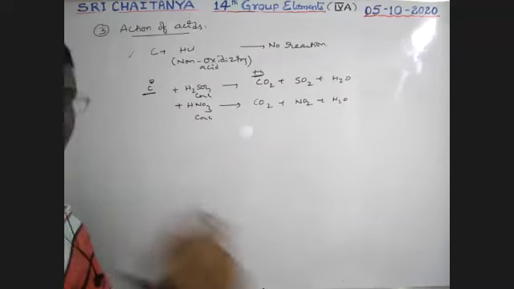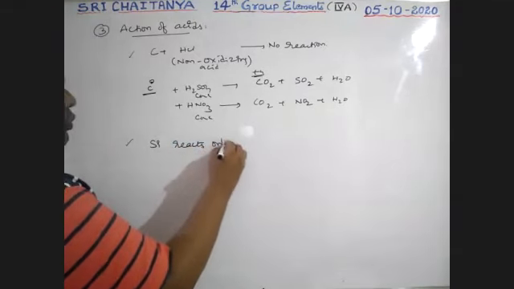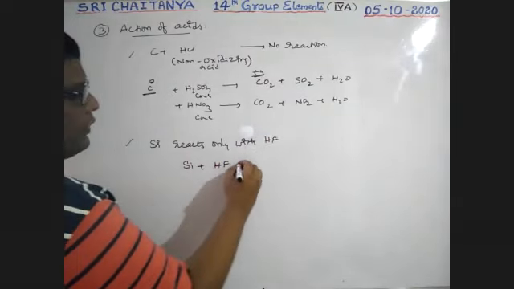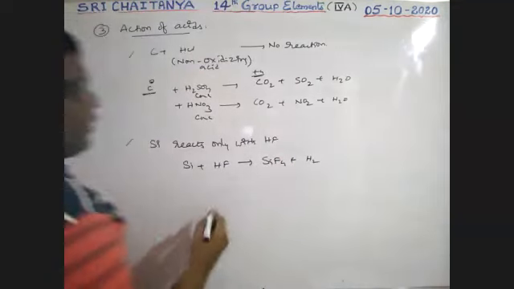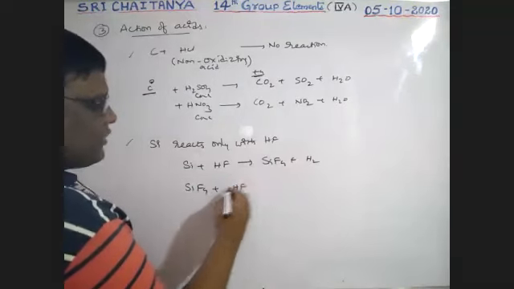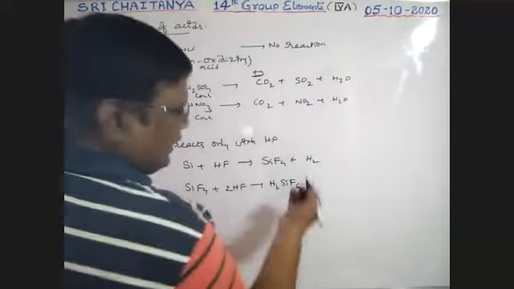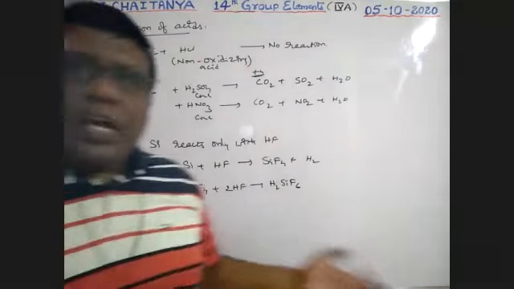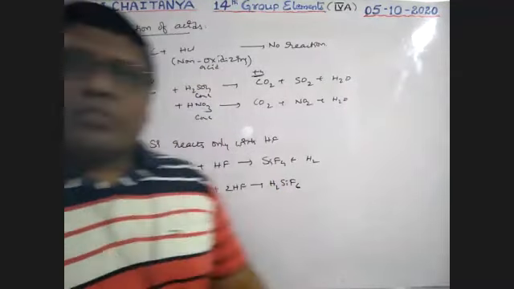Next, silicon reacts only with HF. That is Si plus HF gives SiF4 plus H2. The SiF4 formed further reacts with HF, that gives H2SiF6. H2SiF6 is possible, so this is the existing condition. Already we explained it, SiF6 exists. So this is silicon.